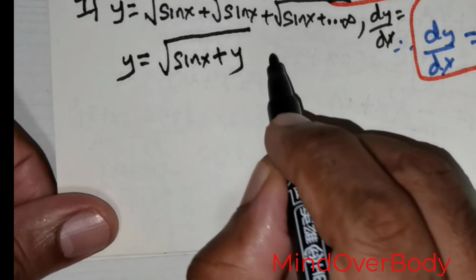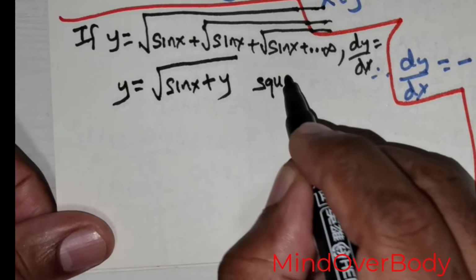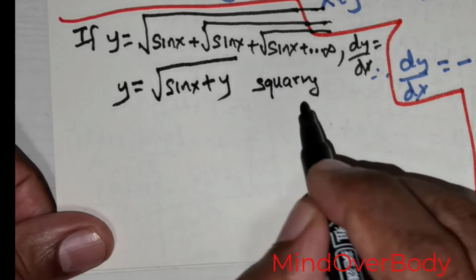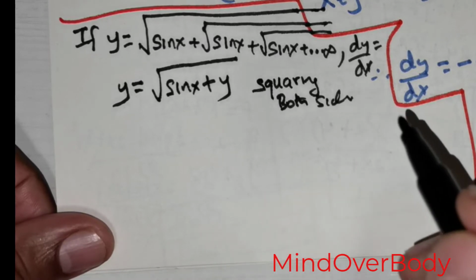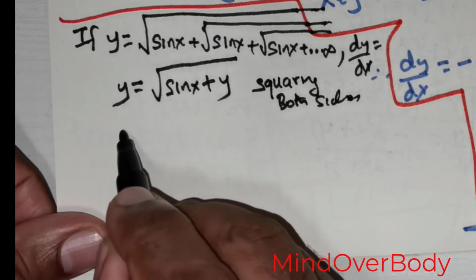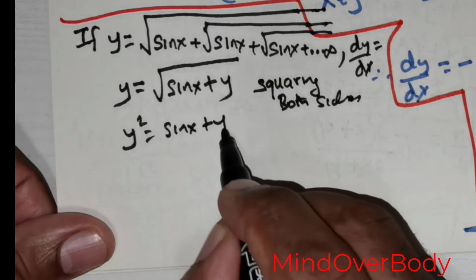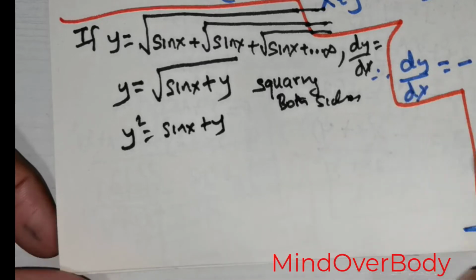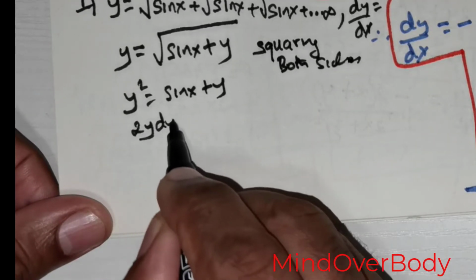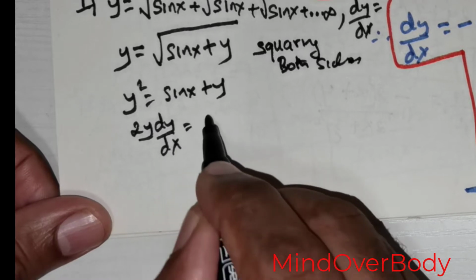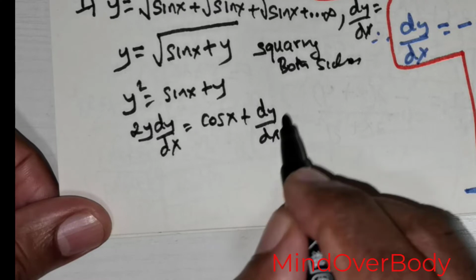So for that, foremost we need to get rid of this square root. So I'm going to be squaring both sides. Now if you were to square both sides, you would get y squared here, sin x here, and y here. Next I would be differentiating with reference to x, so this is going to give me 2 times y dy over dx. Differential of sin x is going to be cos x, differential of y is dy over dx.